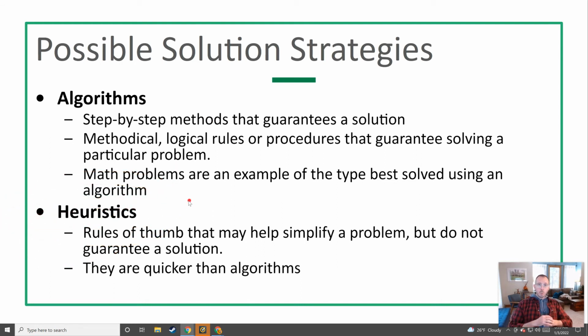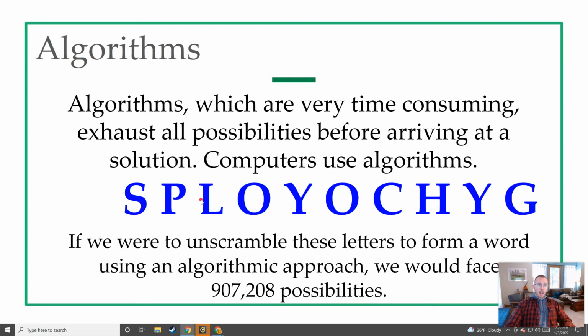We use heuristics. This is going to be a word we use an awful lot this unit. Heuristics are shortcuts. They're rules of thumb that help simplify a problem, and they're quicker. We don't guarantee a solution, but they do allow us to quickly get to a solution most of the time. So if I gave you this for homework tonight, please unscramble this word. I want you to use an algorithm. You'd have to do 907,000 possibilities written out to get to the end. Would you absolutely get a solution? Absolutely. But all of you probably looking at the slide right now have already used a heuristic.